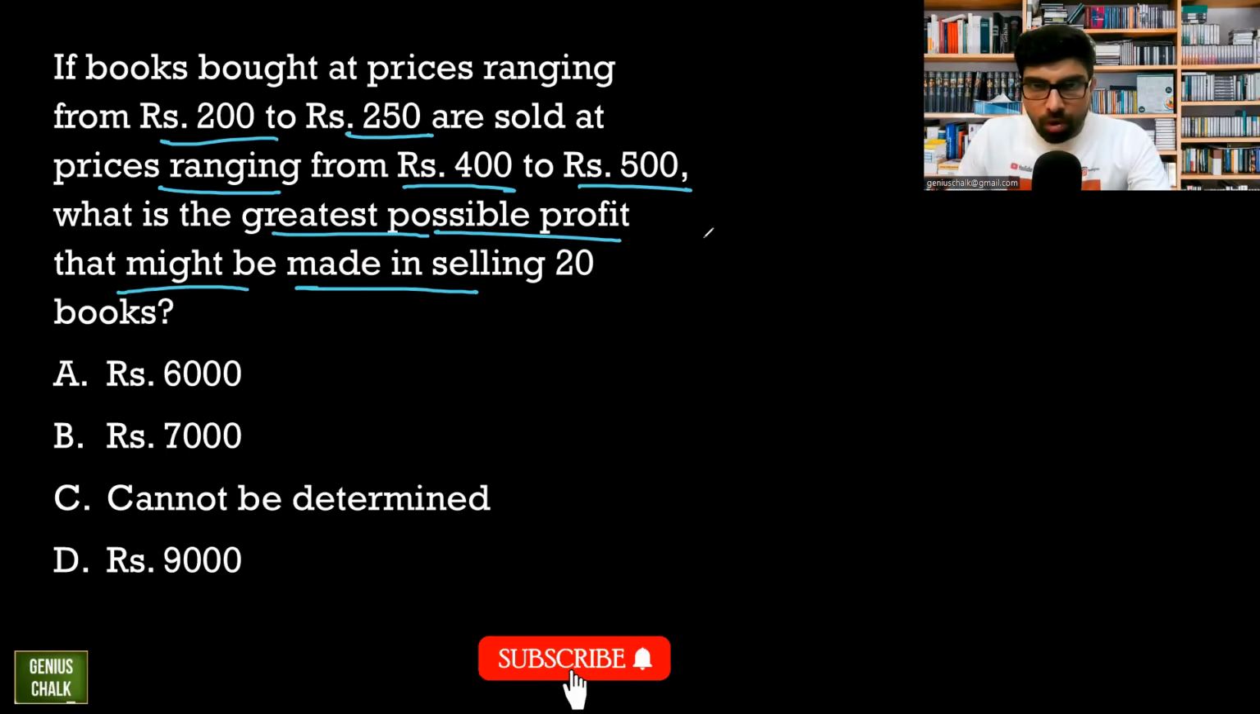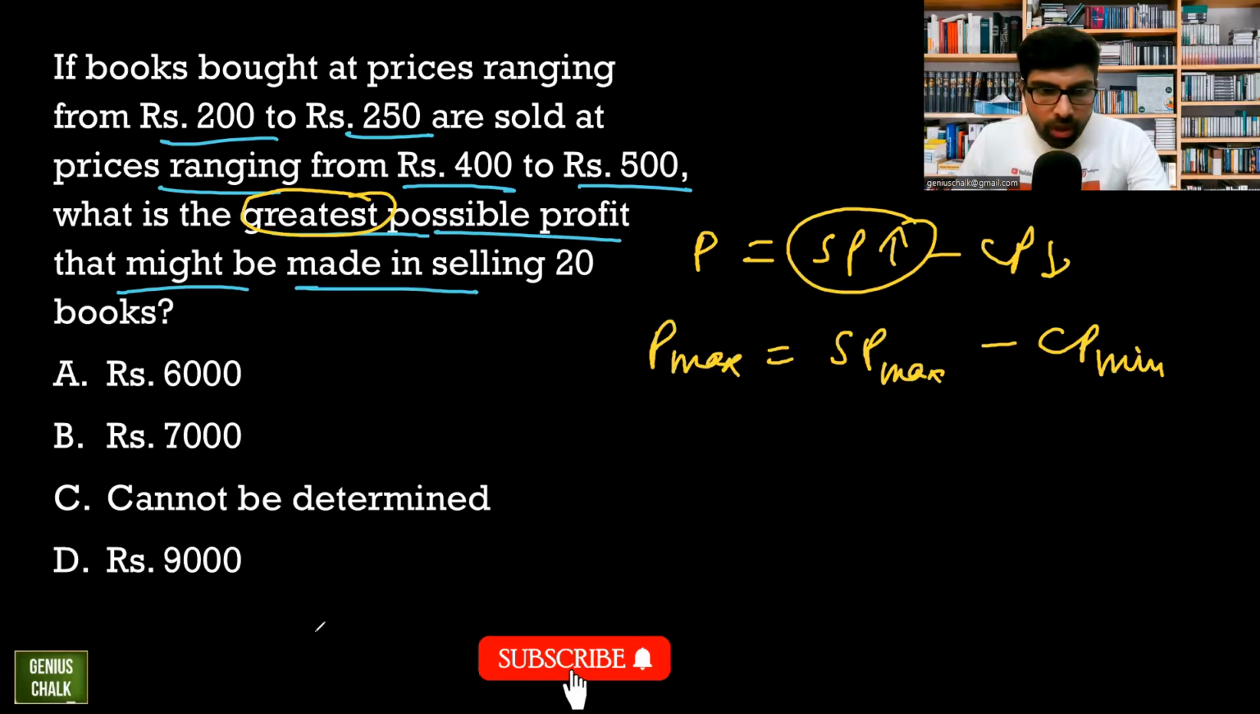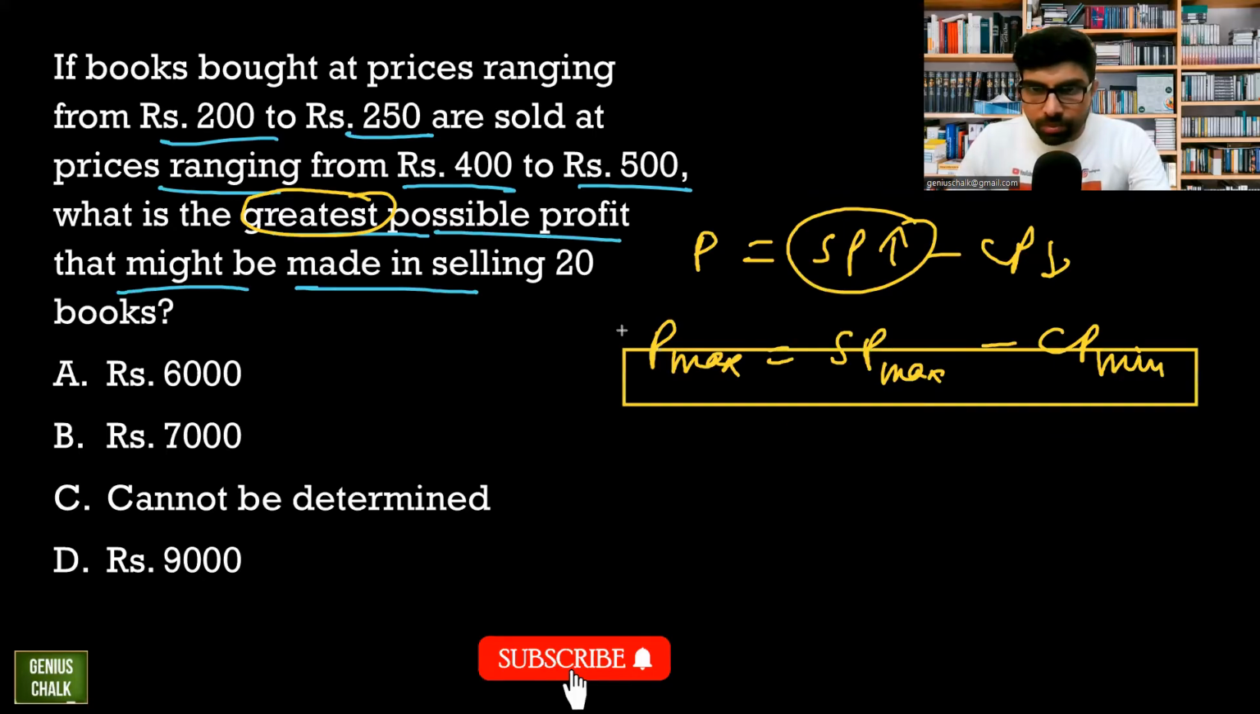So profit is selling price minus cost price. Profit will be greatest only when the selling price is highest and the cost price is minimum. You can say for maximum profit, the selling price must be maximum and the cost price must be minimum. This is the condition. This concept you have to apply in this question to get your result faster.